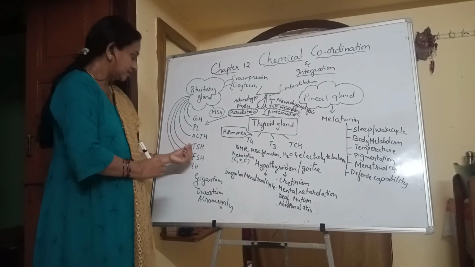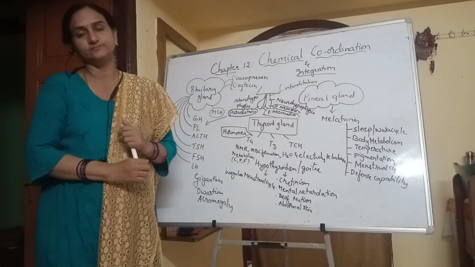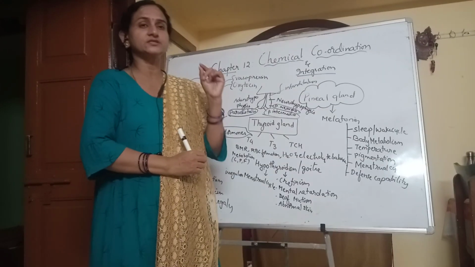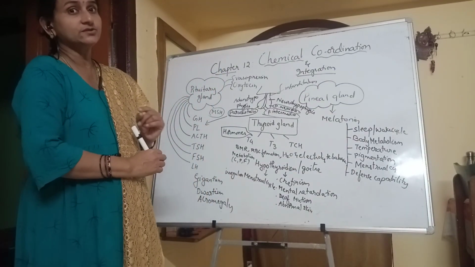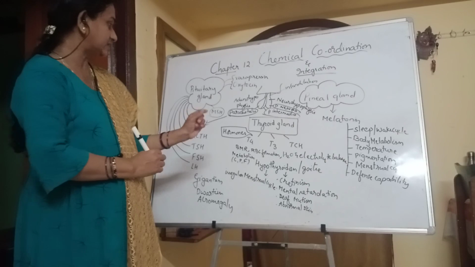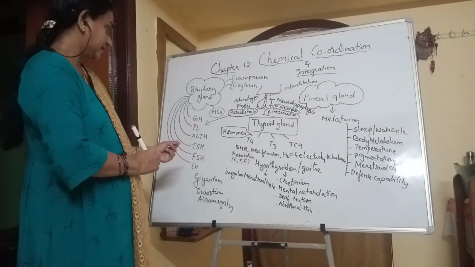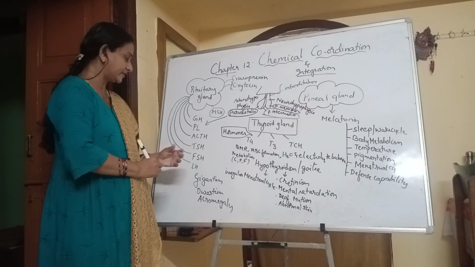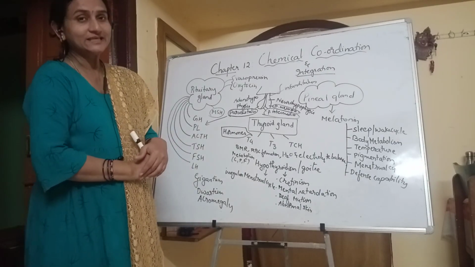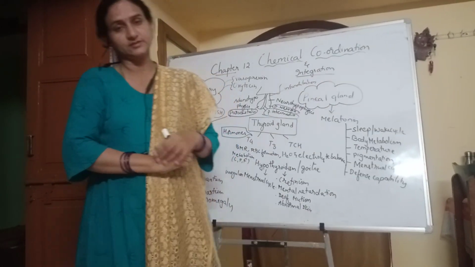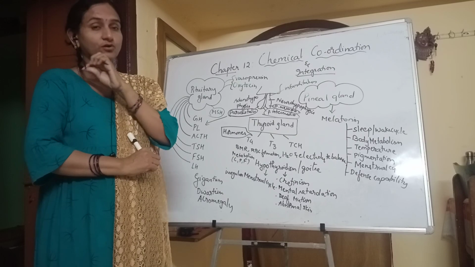Next, the thyroid stimulating hormone. This hormone stimulates the thyroid gland to release thyroid hormones, which I am going to do in the next part. Now coming to FSH and LH. These are examples of gonadotropins, as I mentioned earlier.